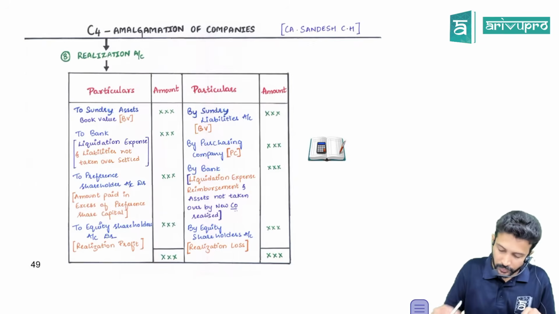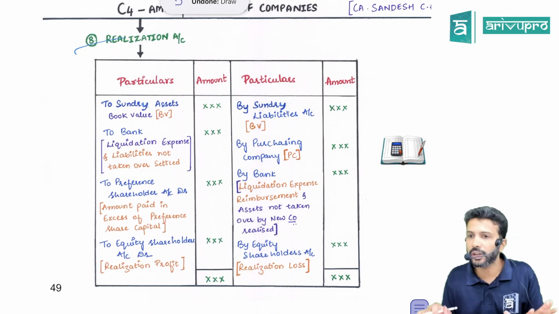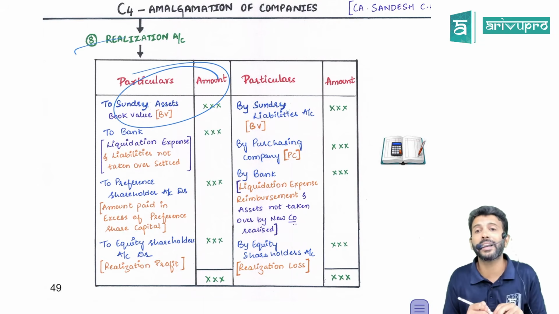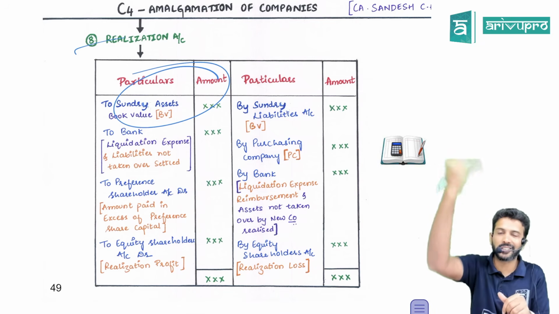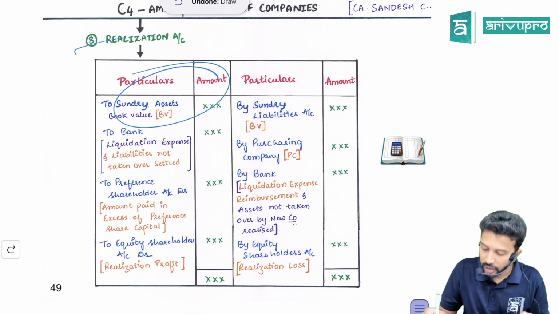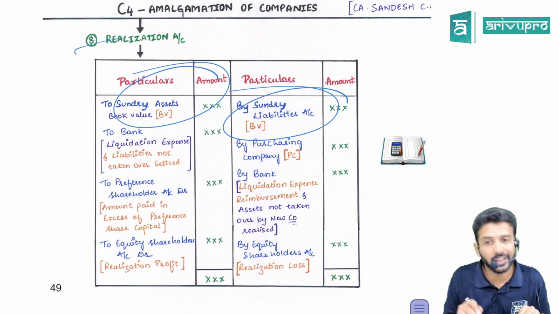I've given you the format of the realization account just as a quick reference if you don't have time to go through the problems. This you know of, right? First step is to transfer all the assets at book value to the realization account. The entry is realization account debit to sundry assets account at book value. Then transfer all the liabilities at book value to the realization account. Then record purchase consideration on the credit side.